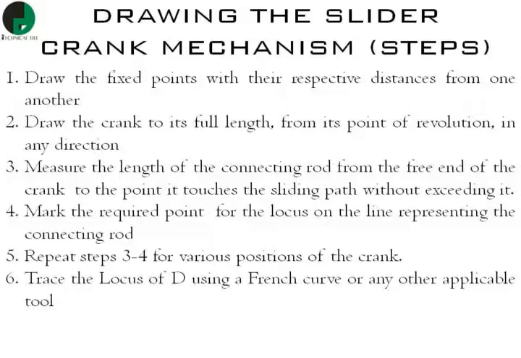Step 4. You mark the required point, that's D, for the locus on the line representing the connecting rod. Step 5. You repeat steps 3 to 4 for various positions of the crank. And step 6, you trace the locus using a French curve or any appropriate applicable tool.